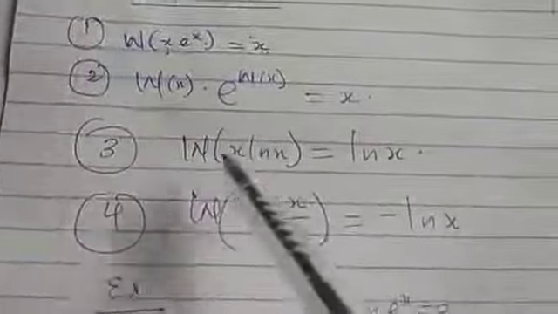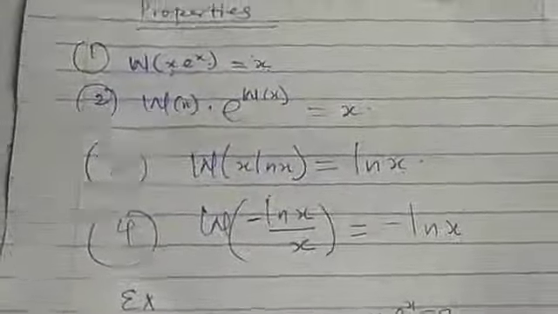And let's take another example. Example: Lambert W of 2 ln 2. So we only need to apply this, x ln x, that will be ln x. So in that case, Lambert W of 2 ln 2 will give me ln 2. So that will be the answer.